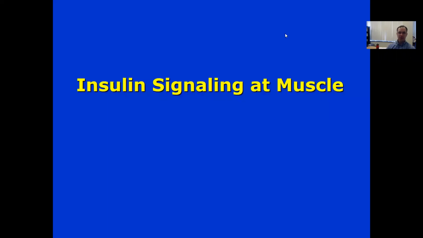Hello everybody, now we're going to move on to insulin signaling at the muscle. So now that we've learned how insulin is secreted from the beta cell, now we're going to learn about what that insulin does when it reaches its target tissue. And the first tissue we're going to talk about is skeletal muscle, because it's a large tissue that takes up a lot of glucose for energy needs, and it's important to understand how this process works.